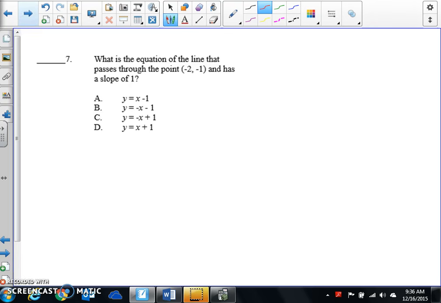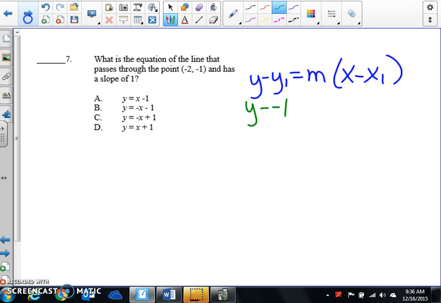All right, what is the equation of the line that passes through the point and has a slope? You have a point, you have slope, you need to start with point slope. So y minus y1 equals m(x minus x1). And I plug in my information. So y minus -1 equals 1 times (x minus -2). These now are both positives.